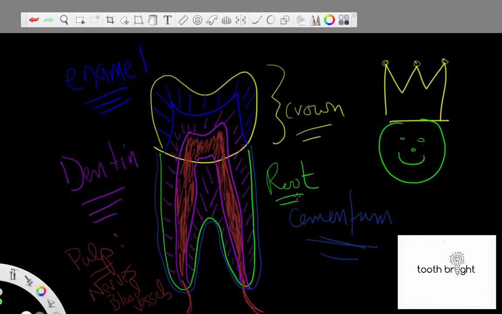Okay, so there you have it. This is the basic anatomy of a tooth. It consists of the outer crown portion, the inner root portion that sits in the bone. The crown has the protective, hard enamel on the outside that protects the inside dentin, and then inside that is the pulp, and the root is soft dentin-like substance, and it has the protective layer, the cementum around it.